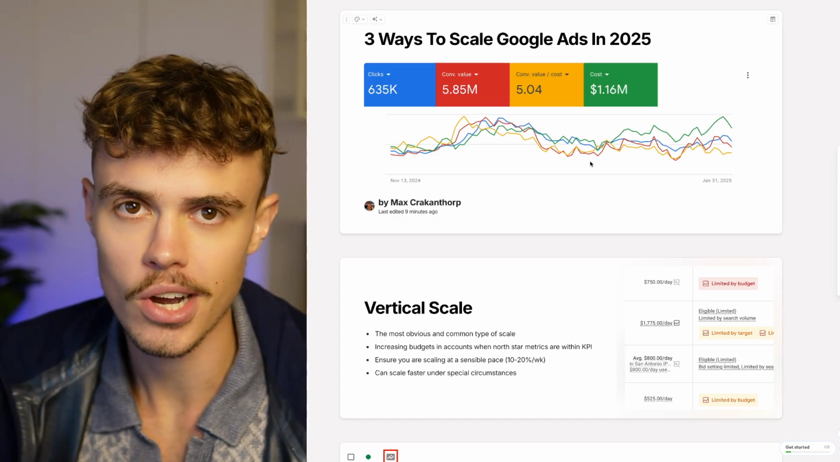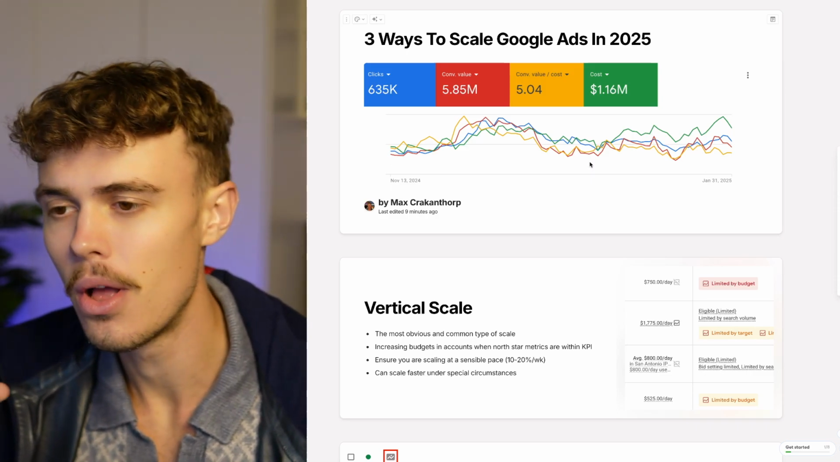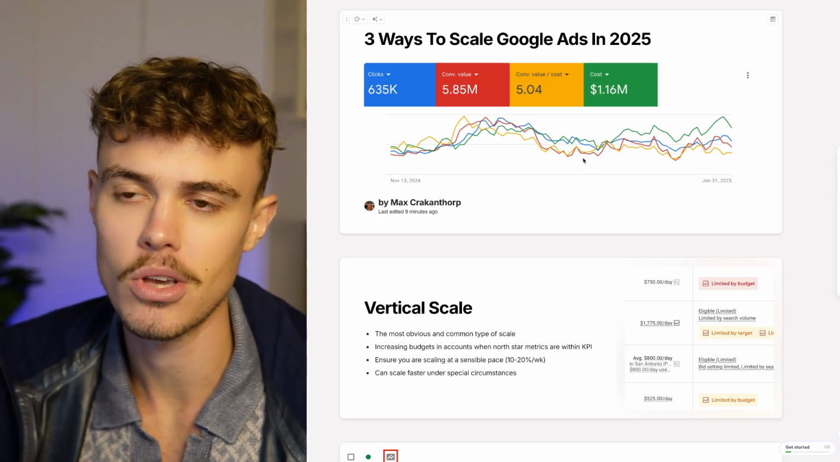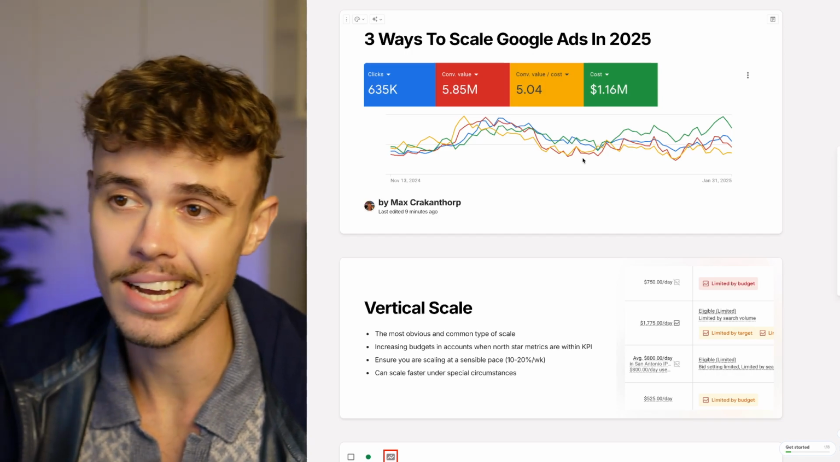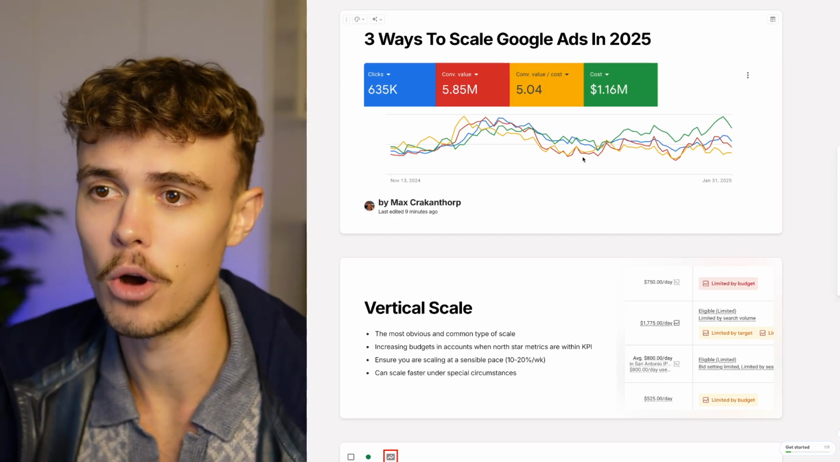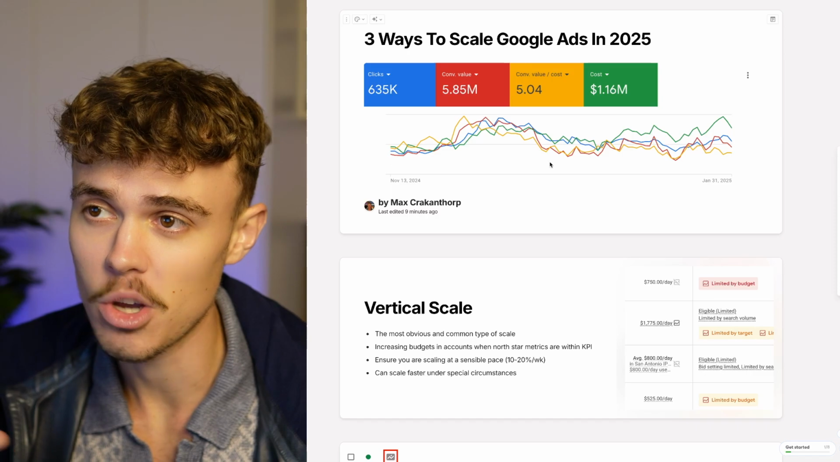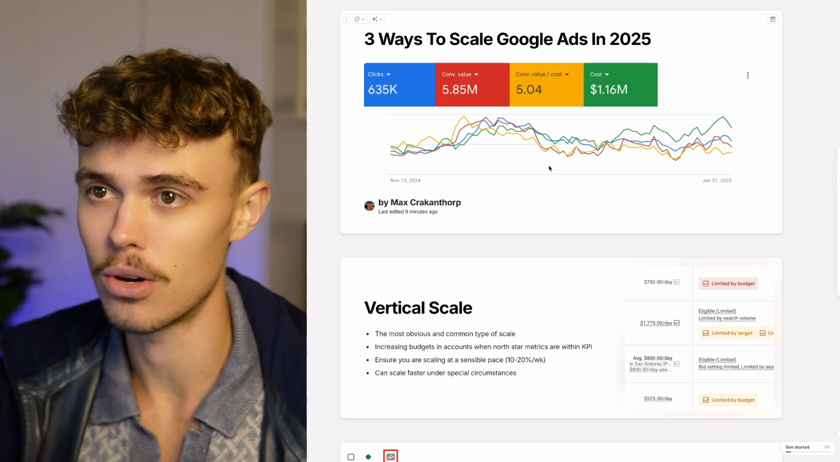If you feel like you're stuck and you just don't know how to scale in Google, I'm going to break down all the different types of scale that you can achieve, exactly how you can do them, and how it's going to help you make more money with Google Ads. So without further ado, let's get right into the content.